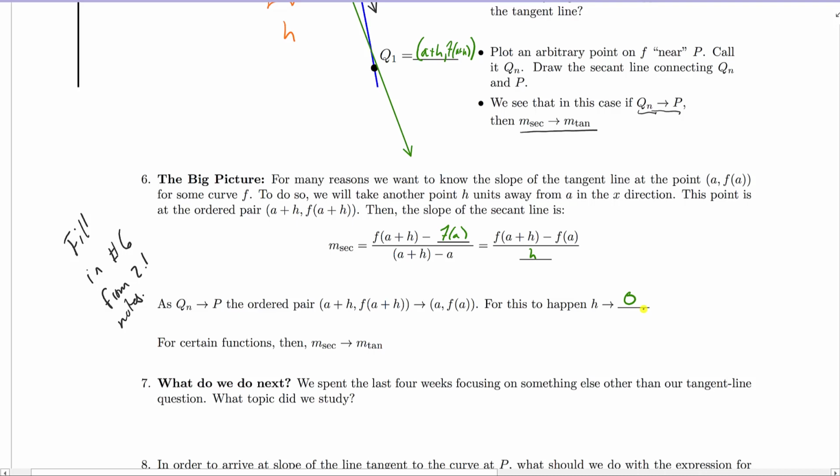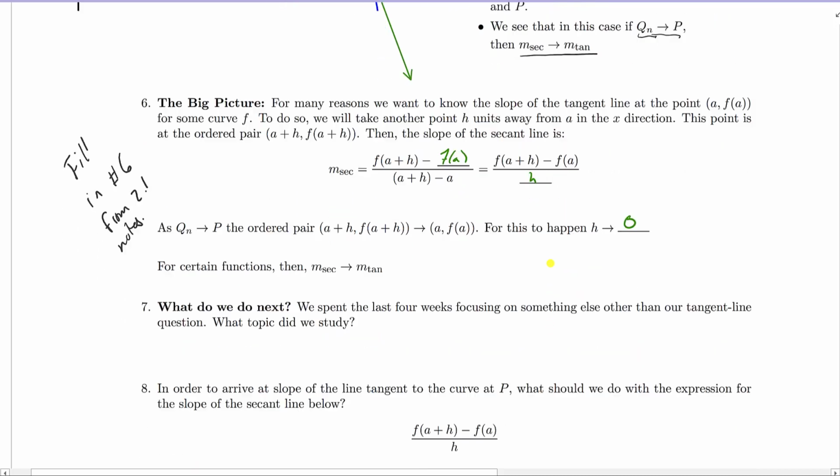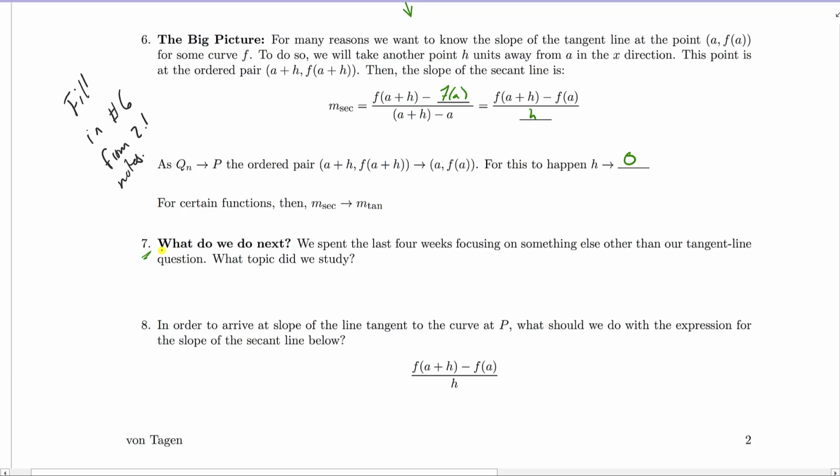And all of a sudden, we've now tied this into what we've been doing for the past month. So take a minute, think about number 7. We just spent the last 4 weeks focused on something else other than our tangent line question. What was it that we studied? And then I'd like you to answer number 8 on your own. In order to arrive at the slope of the tangent line of the curve at P, what should we do with this expression? And I'll give you a hint. It has to do with something that we saw up here. What should we do with this expression if we want to actually come up with the slope of what we're considering the tangent line? So this is the end of the video. Go ahead and answer number 7 and number 8, and then we'll move on to the next page.